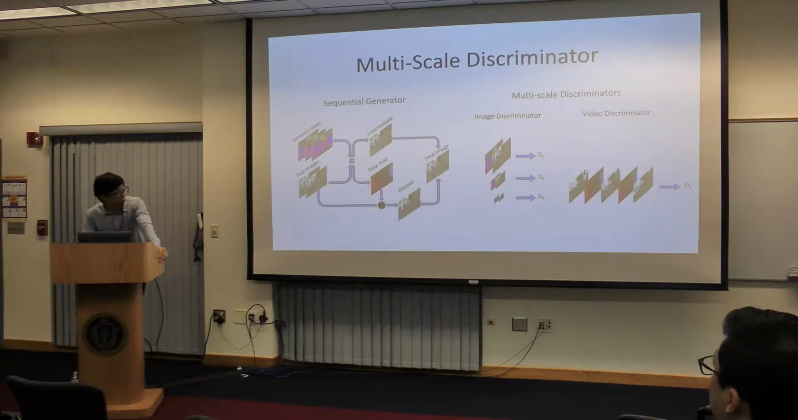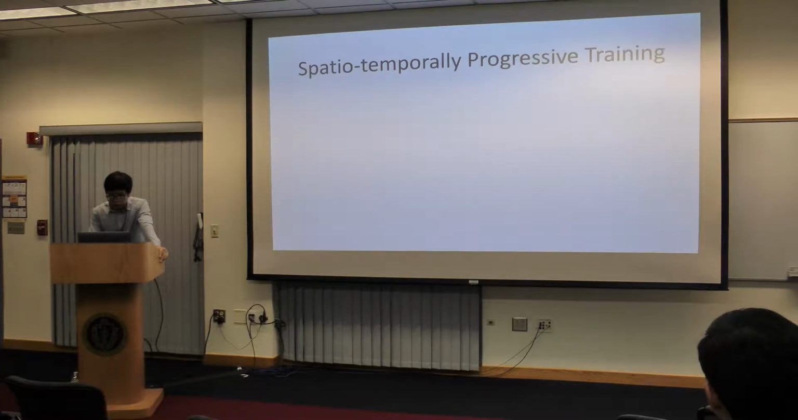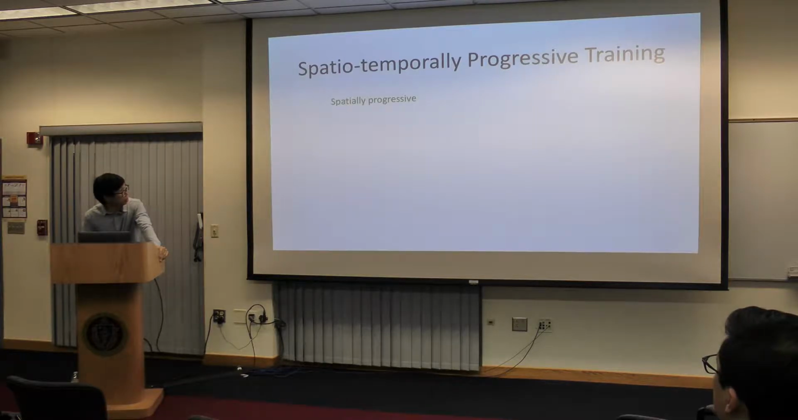So this video discriminator will tell you if the motion is realistic or not. You probably heard about this progressive training. Basically, as we did before, we first train a very small image and very low frame rate, and then we upsample again.